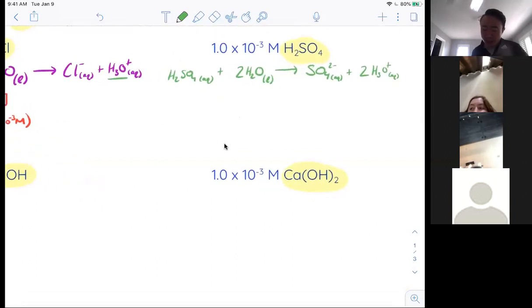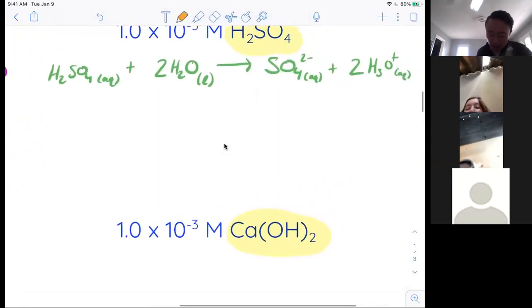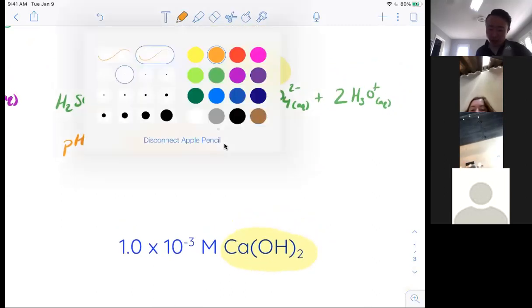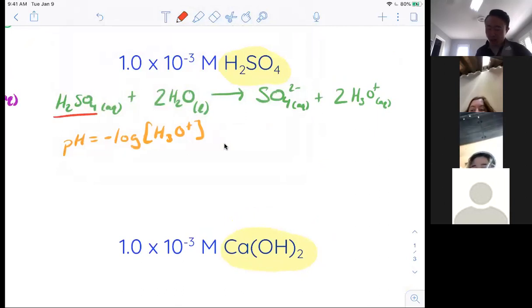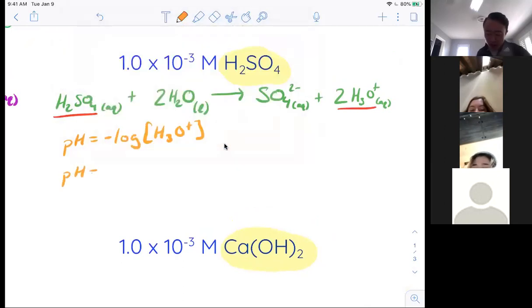I like that. The work for this one looks almost the same except for one difference. Again, the pH equals the negative log of the concentration of H3O plus. Since I know that for every one H2SO4, there are 2 hydronium ions formed, the math to solve for the pH is the negative log of 2 times the concentration of the compound we had in the beginning. So we're not squaring it, but we are doubling it.